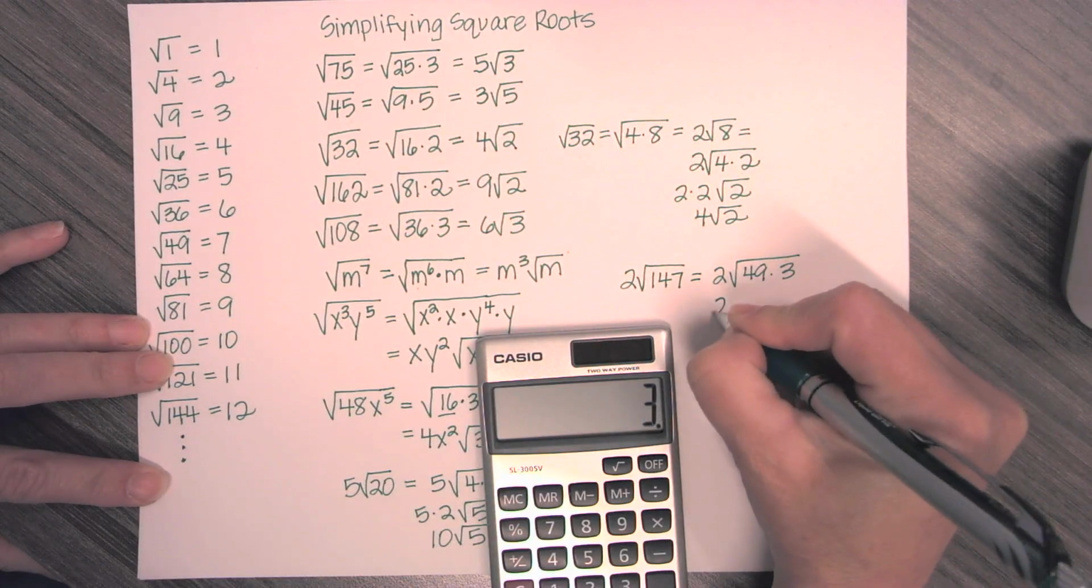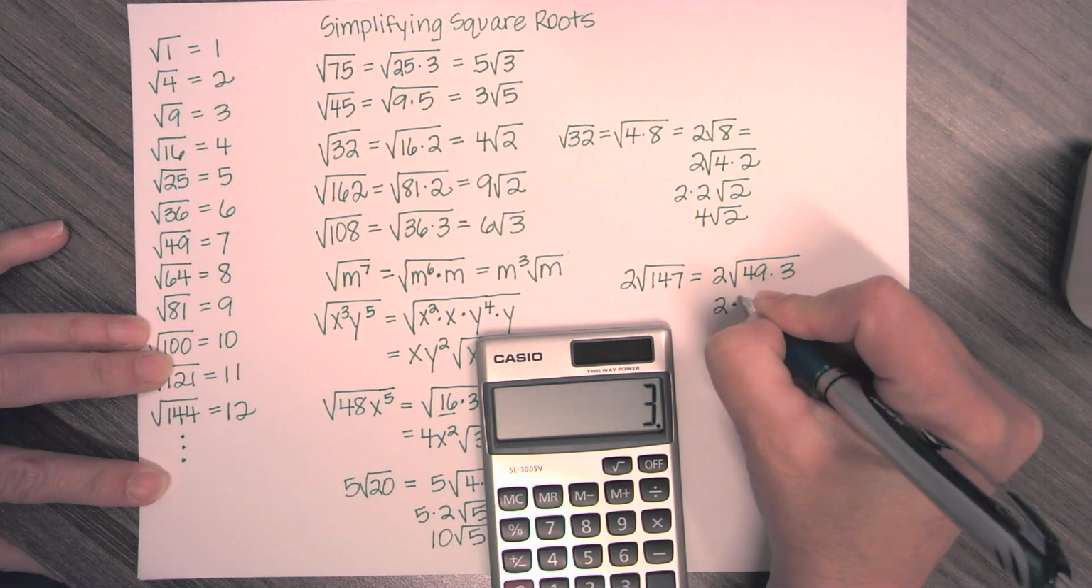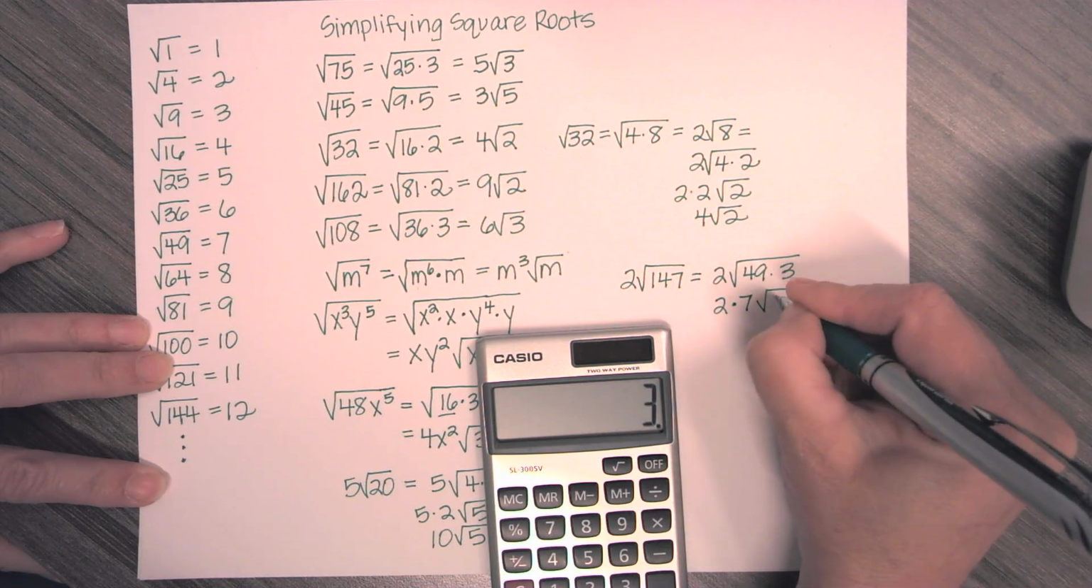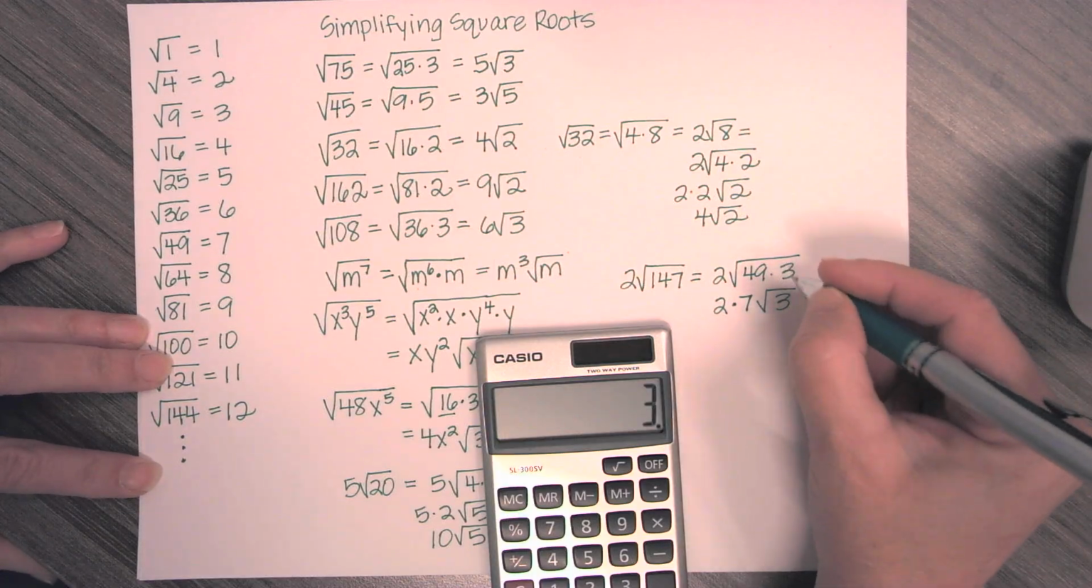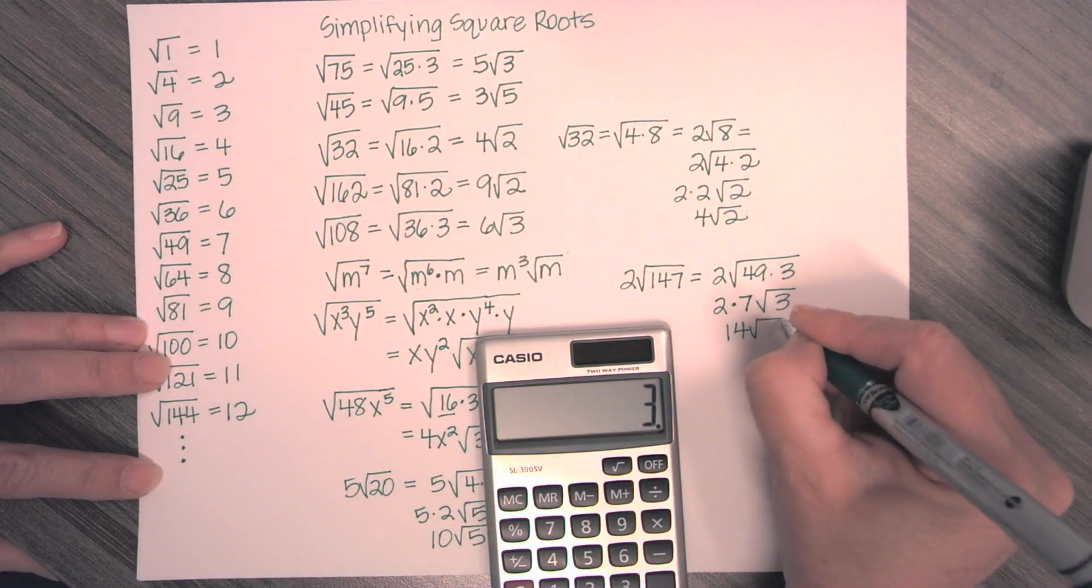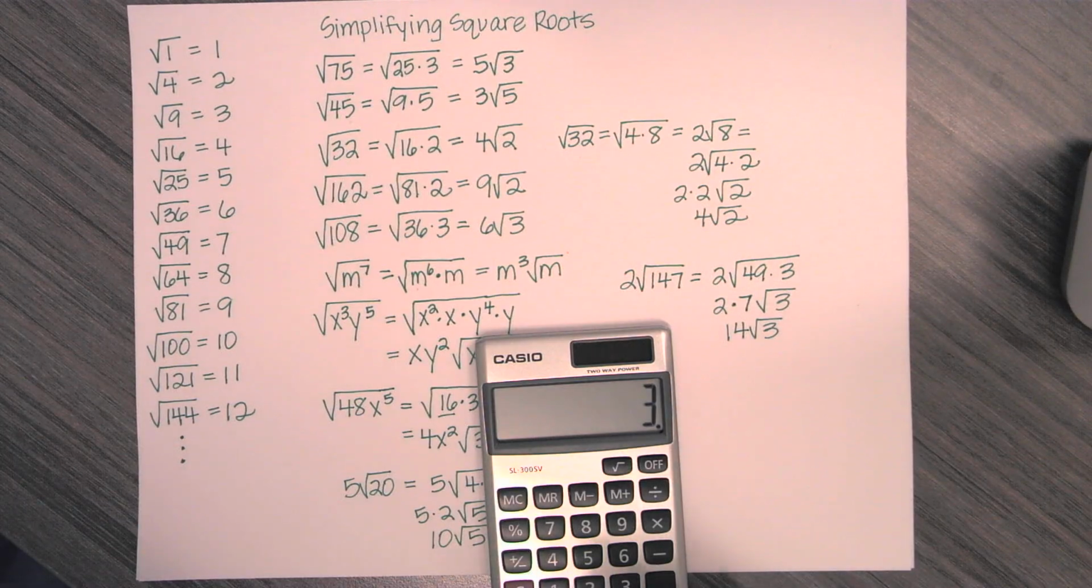The square root of 49 is 7. So a 7 is coming to the outside of the square root. We're going to leave the 3 underneath because we don't know the square root of 3. The 7 gets multiplied by the 2 that was already out there, and we get 14 square roots of 3.